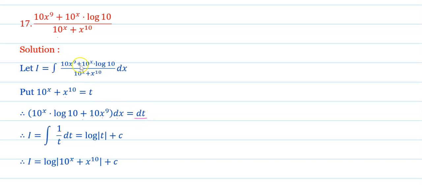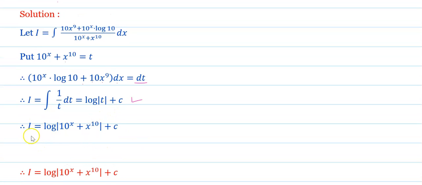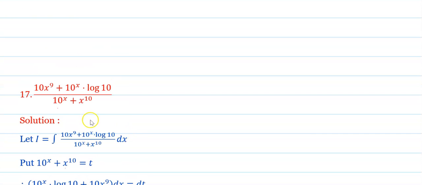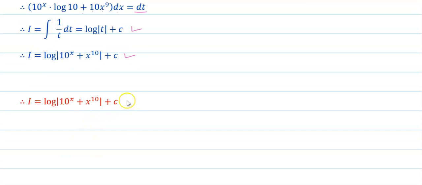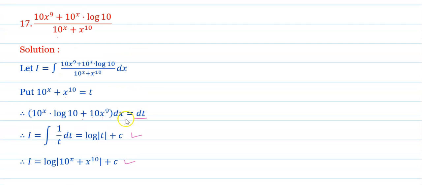10 x raised to 9 plus 10 raised to x into log of 10 into dx, its value is dt. And hence I is equal to the integral. What is the value of all this? It came out as dt. Next, here is 1 upon t, and hence its integral is log of mod of t plus c. Replace the value of t. Hence, I is equal to log of mod of 10 raised to x plus x raised to 10, mod complete, plus c. And this is the answer. It is a very easy problem. We have the function and its derivative is immediately visible there.